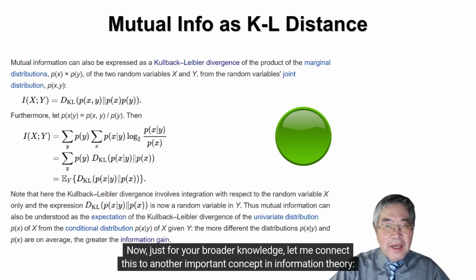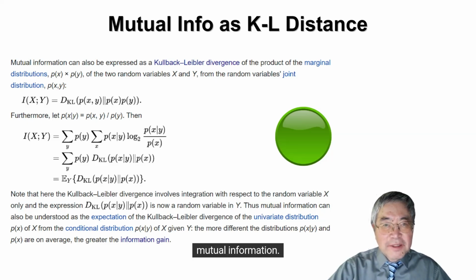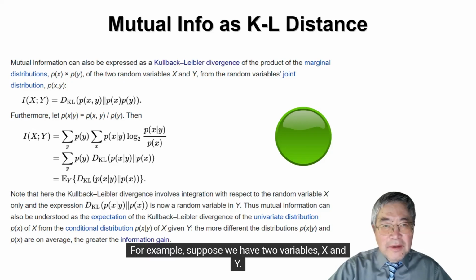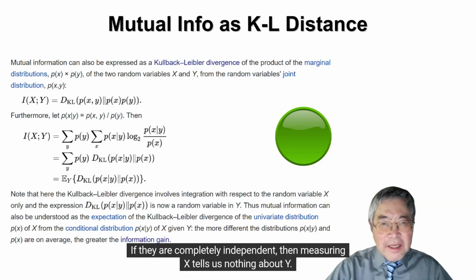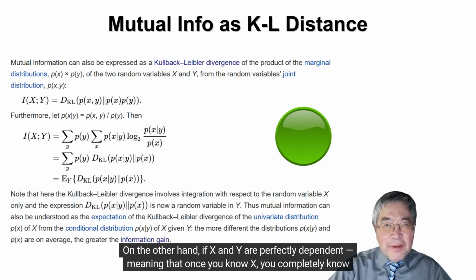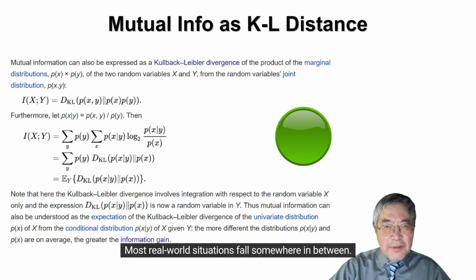Now, just for your broader knowledge, let me connect this to another important concept in information theory, mutual information. Mutual information is a way to measure how much knowing one random variable tells us about another. For example, suppose we have two variables, x and y. If they are completely independent, then measuring x tells us nothing about y. In that case, their mutual information is 0. On the other hand, if x and y are perfectly dependent, meaning that once you know x, you completely know y, then their mutual information is very high. Most real-world situations fall somewhere in between.